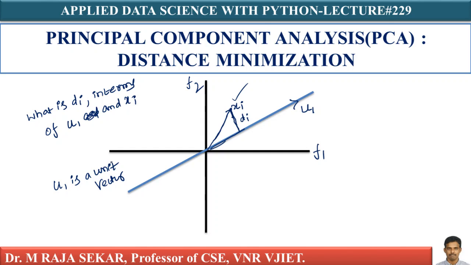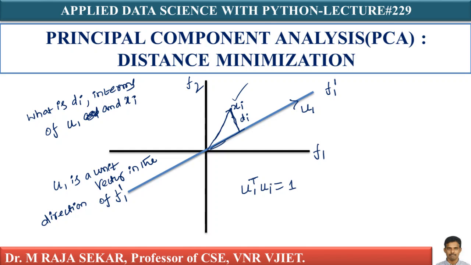u1 is a unit vector in the direction of f1 dash. This is f1, this is f2. Let me say this is f1 dash, in the direction that we are interested in. What is the unit vector? We already discussed what a unit vector is. u1 transpose u1 equals 1, whose norm is 1.